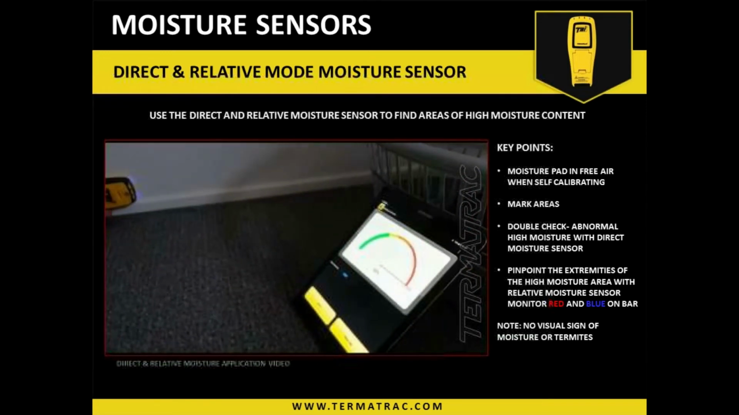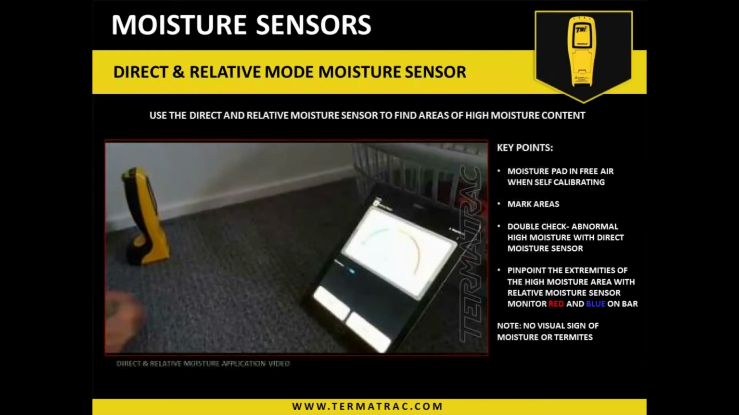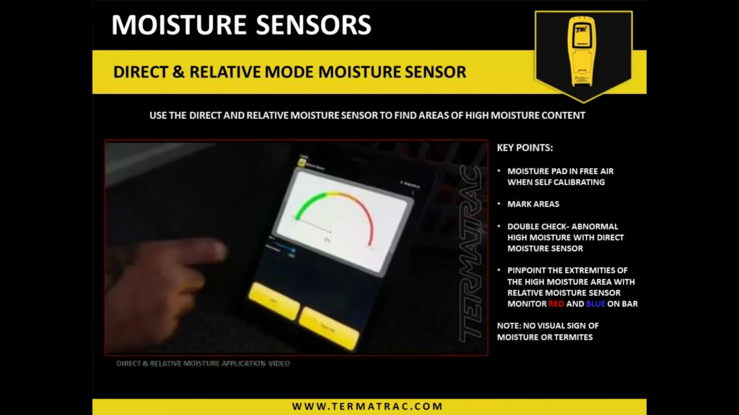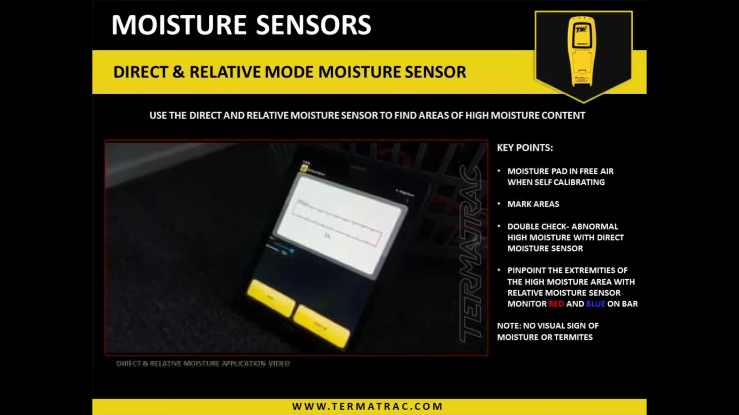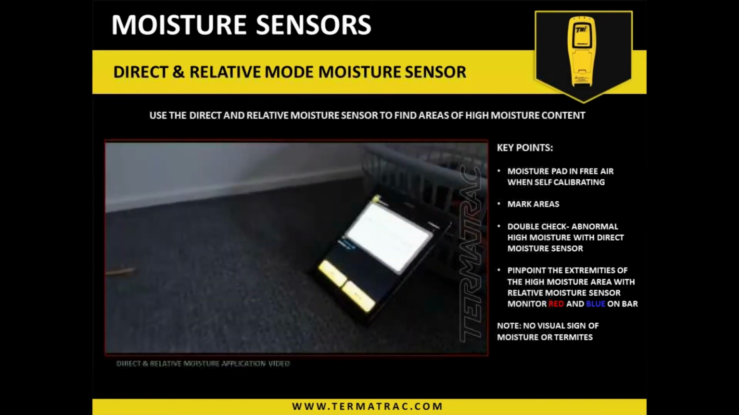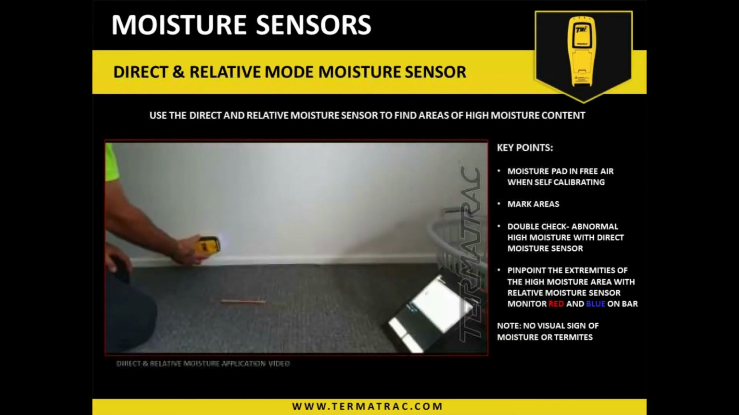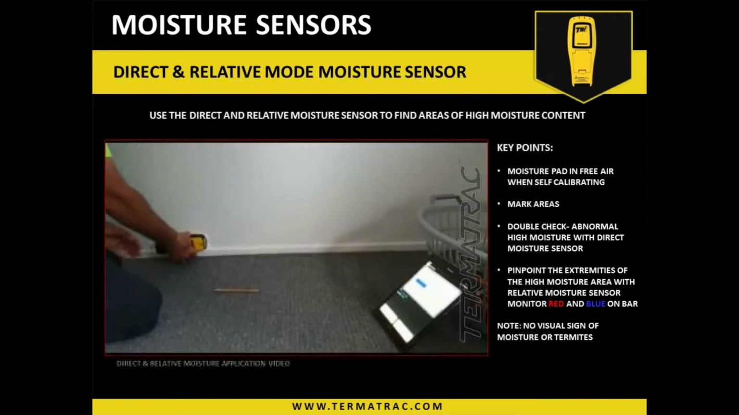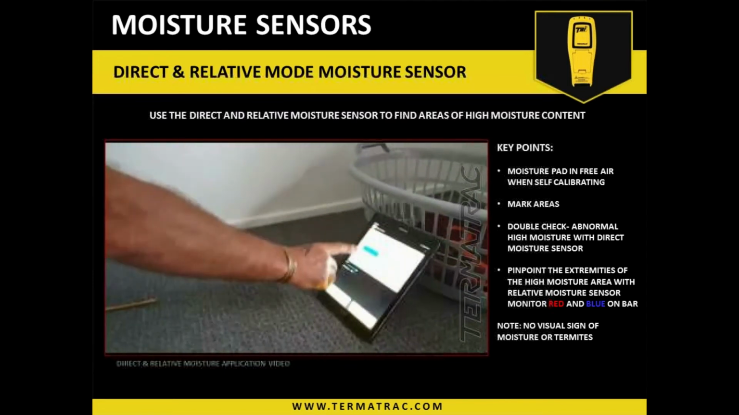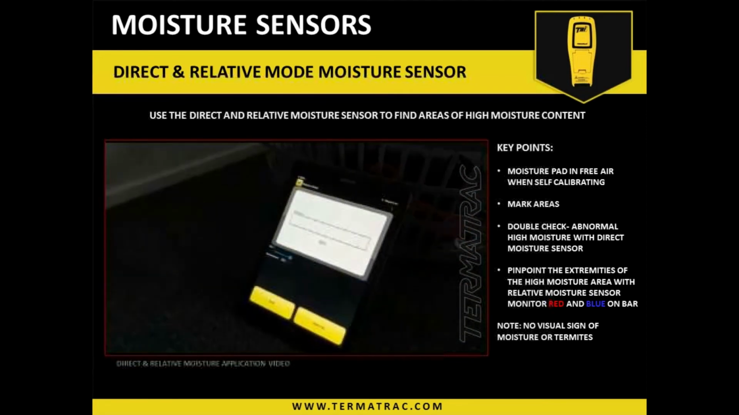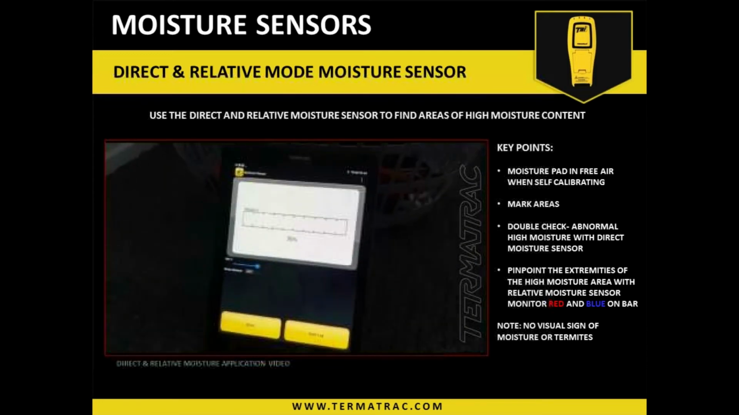What we have to do now is flick over to the relative meter. To do that, direct moisture on off. We're now on relative. This is what we're going to use to pinpoint the extremities of the moist area. All I'm going to do is roughly go back to the center of my wall where I had that moisture and hold it on the wall. Anywhere in this white box, I've now referenced it to that wall area's moisture, the humidity of the day, and so forth.